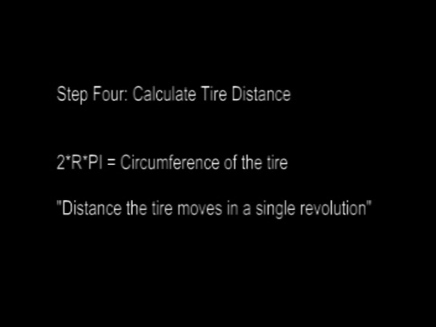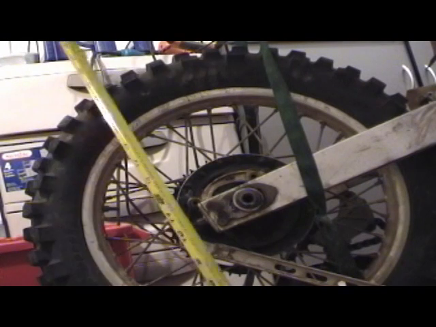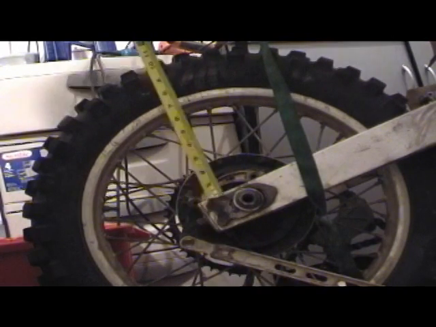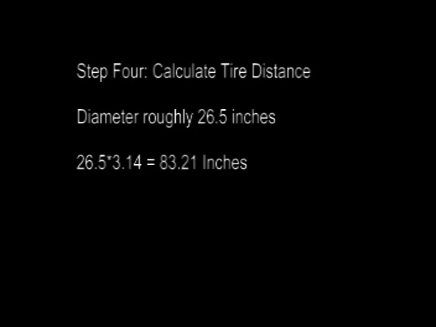Step 4 is to calculate the distance of the tire. This is 2 times the radius of the tire times pi. This will give you the circumference of the tire, which is the distance the tire will move in a single revolution. So roughly the diameter is 26.5 inches. 26.5 times pi is 83.21 inches.